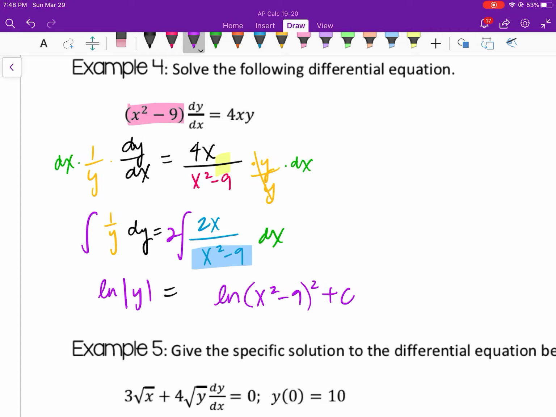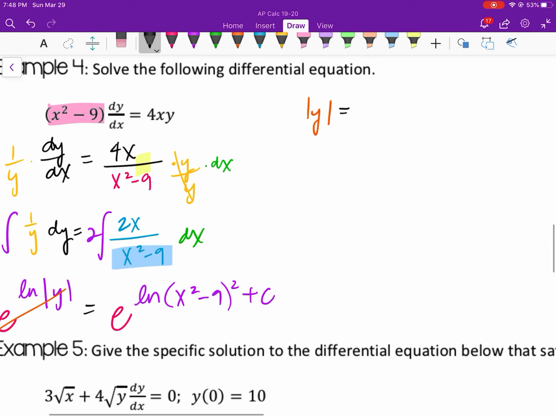And now it's a little bit easier to see what we can do from here. So the log of something equals the log of something else plus that constant. Well, remember, you can do whatever you want to an equation as long as you do it to both sides. So to get rid of logs, remember, you need exponents. So if we take e to the power of both sides, now we have e to the natural log of y equals e to the natural log of that whole thing plus c. Well, good news is that e to the natural log cancels. So the left-hand side, you really just have the absolute value of y equals the right-hand side.